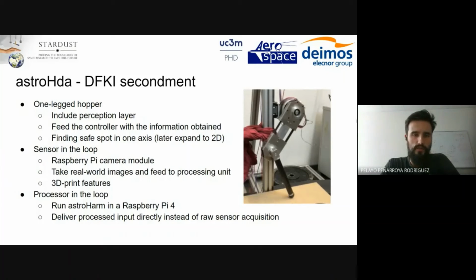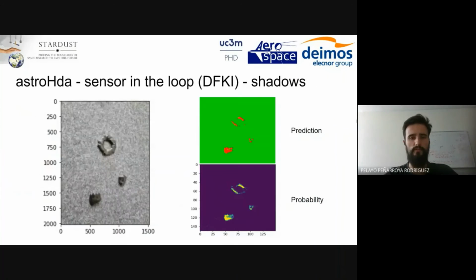What we want to do is include sensors in the loop, which first of all is a Raspberry Pi camera module that will allow us to take real-world images and feed that to the processing unit. And then if this succeeds, we want to include processor in the loop, which would mean running AstroHarm on the Raspberry Pi 4. This would enable delivering processed input directly instead of raw sensor acquisitions.